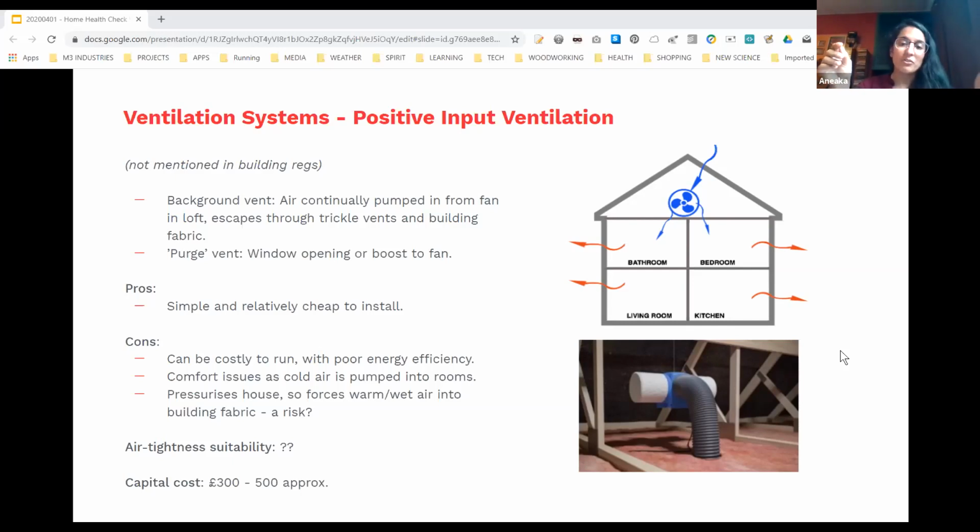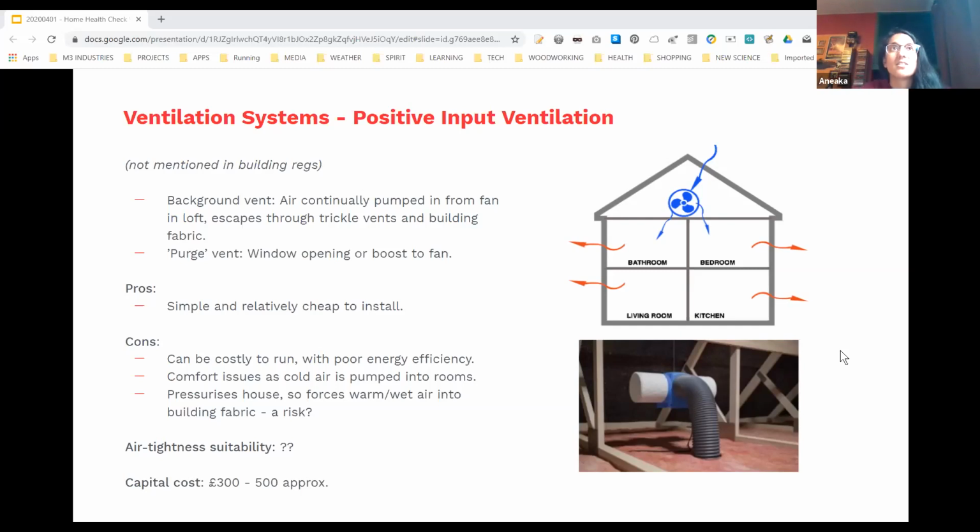It might go through some sort of trickle vents, but more likely than not, they'll go through the cracks and gaps in your house. So remember earlier when I talked about interstitial condensation, you end up pushing warm, moist air into the building fabric, and then you might end up with lots of issues around mold growth, and your joist ends might have problems, or if you've got insulation, particularly problematic.